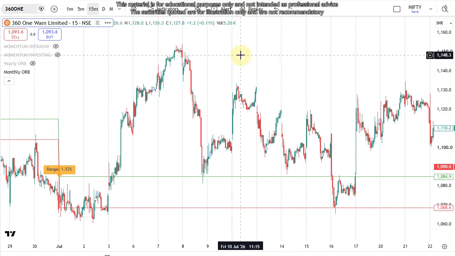Now we are in the TradingView chart. We have switched on the monthly ORB indicator. How to get the indicators? I have already told you in the previous video. It is free only. You can use it for lifetime.